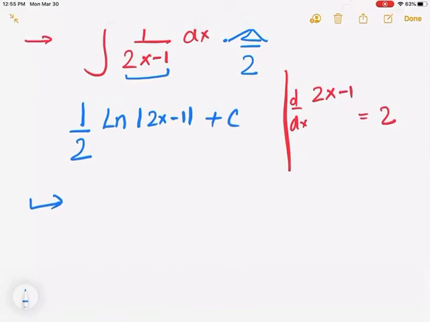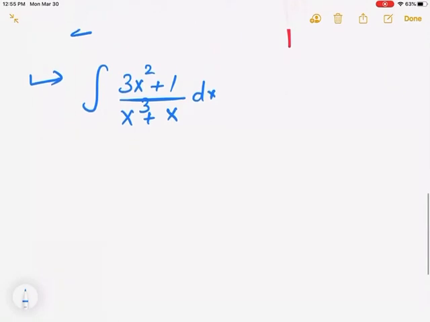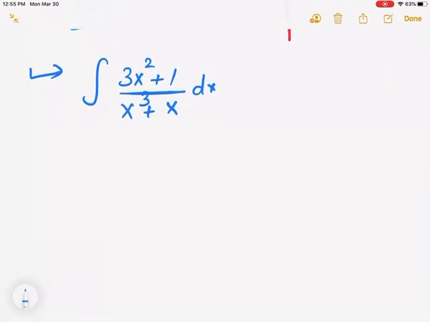Okay, another one. Let's say I have the integral of 3x squared plus 1 over x cubed plus x dx. The top degree is less than the bottom one, so it's definitely going to be an ln function, but I need to double check. Is the top expression the derivative of the bottom one or not?